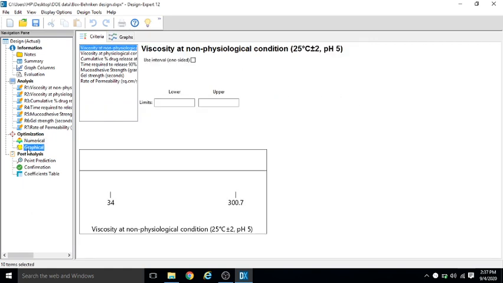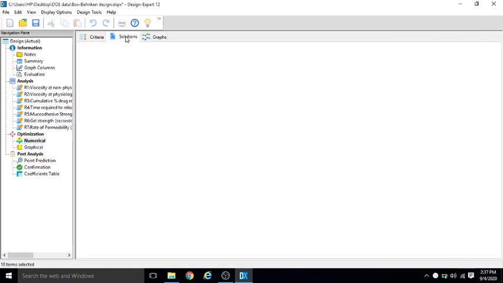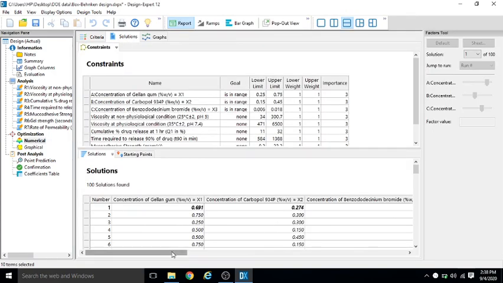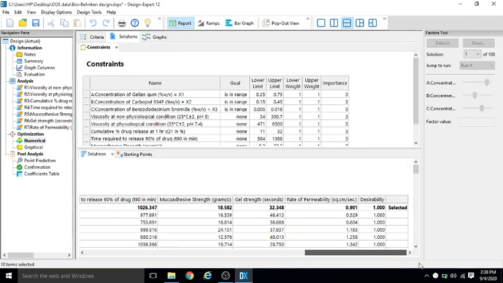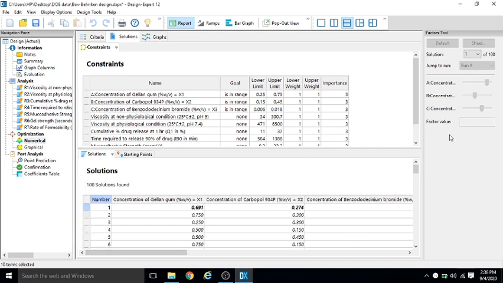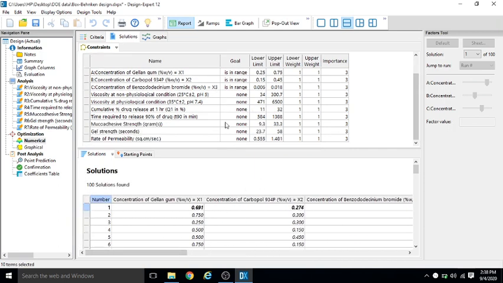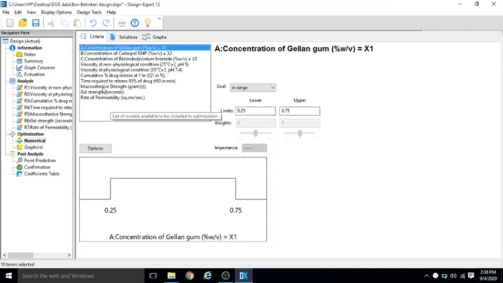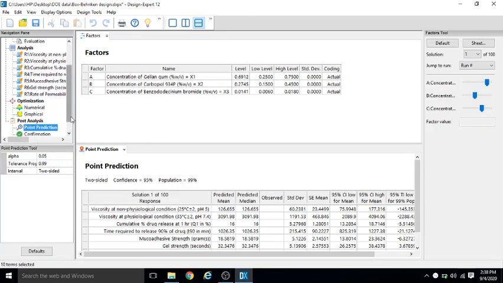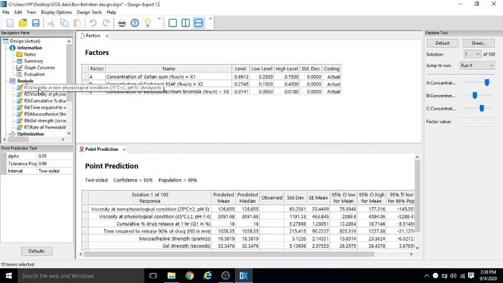So here we can go for the numerical as well as the graphical optimization, right? So this would give you a perspective on which combination you can select if you need a particular preparation with desirable responses. Right. So this was all about the Box-Behnken design.